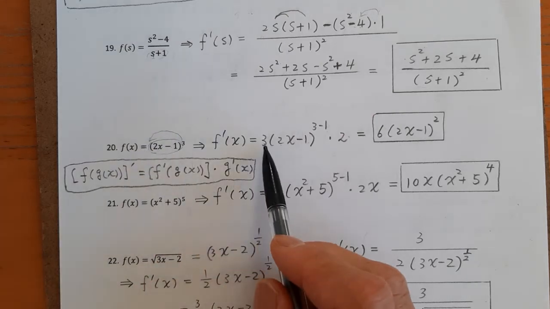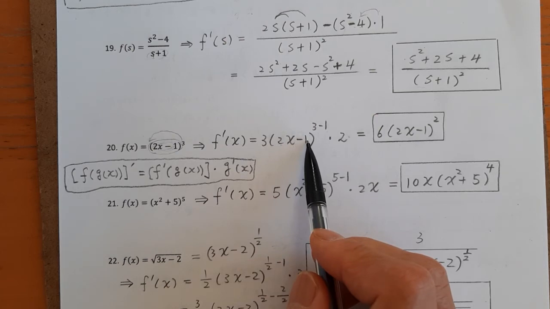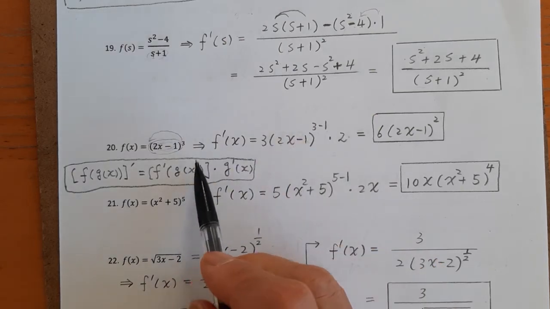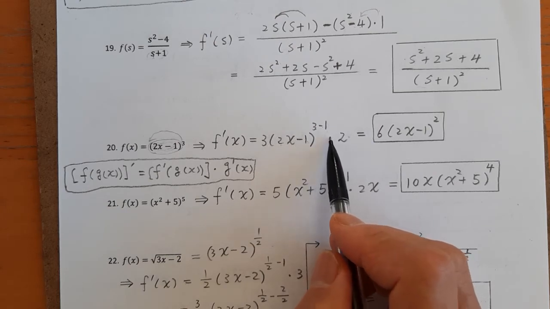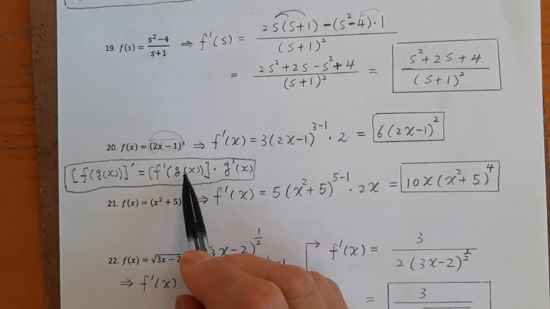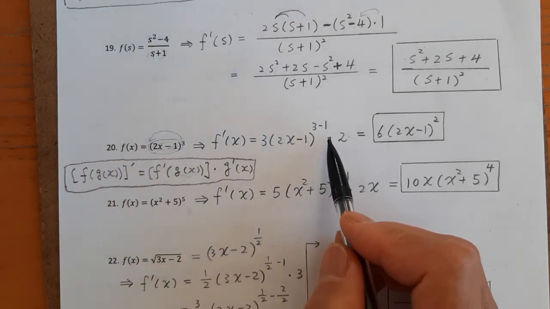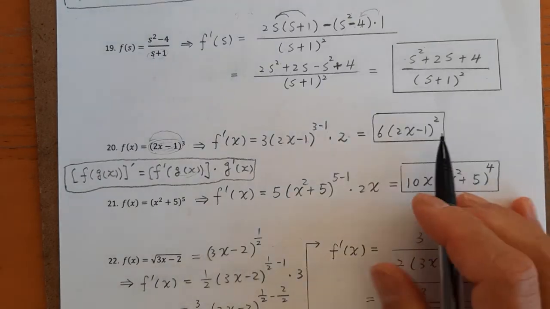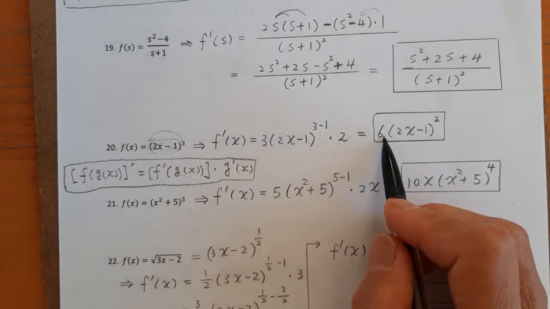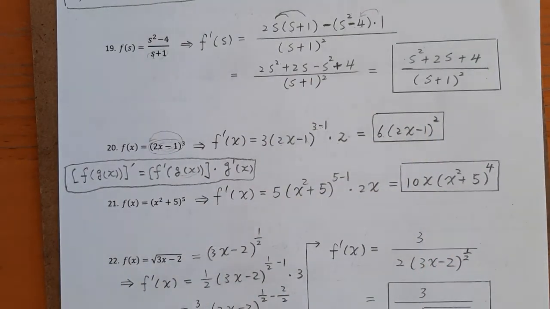3 goes to the front, and base is still g of x, still 2x minus 1. That's g of x. 3 minus 1. That's use power rule. Times inner function g of x, take derivative. Inner function is 2x minus 1. Take derivative is 2. And then times together, 2 times 3, you get 6. And then 3 minus 1 is 2, to the power 2.